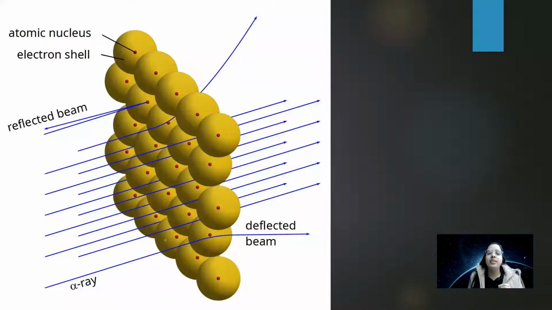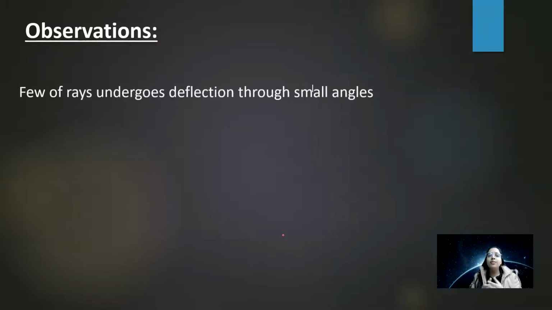The second observation is that some of your alpha rays got deflected from their path. You can see this ray is going like this and deflects. This ray is going this way and deflects. That means some rays are also deflecting from their path. The second observation is that a few of the rays undergo deflection through small angles.